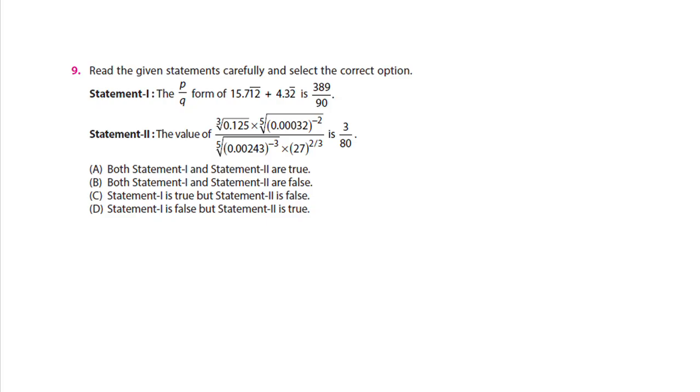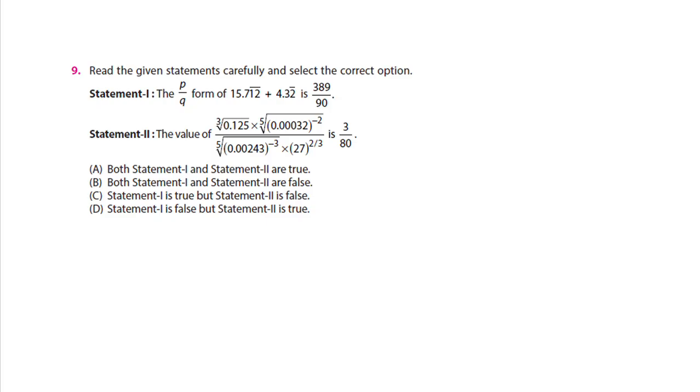The other statement says that the value of the cube root of 0.125 times the fifth root of 0.00032 to the power negative 2, divided by the fifth root of 0.00243 to the power negative 3, times 27 to the power 2/3, is equal to 3 over 80.